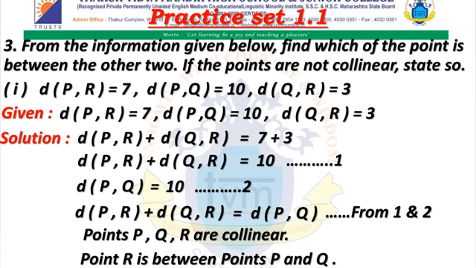Let's see how to know which point lies between the other two if they are collinear. Look at whether these two smaller distances, that is PR and QR, contain a common letter, right? Common letter R. Therefore R is between P and Q.